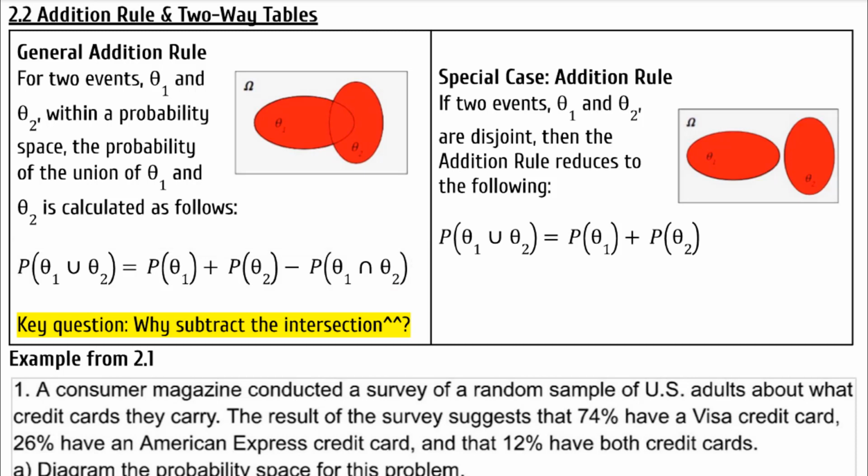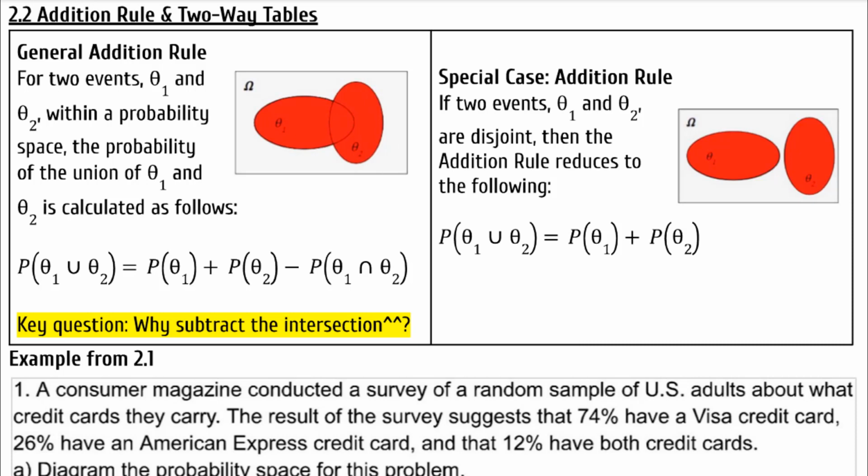But why would we need to subtract the intersection? Remember, probability of theta 1 includes all of theta 1. Probability of theta 2 includes all of theta 2. If you noticed, that means we've counted the intersection twice, which is why we need to subtract one intersection.